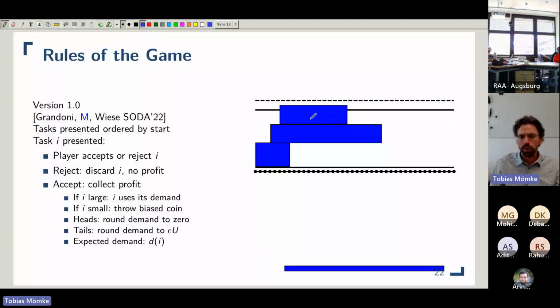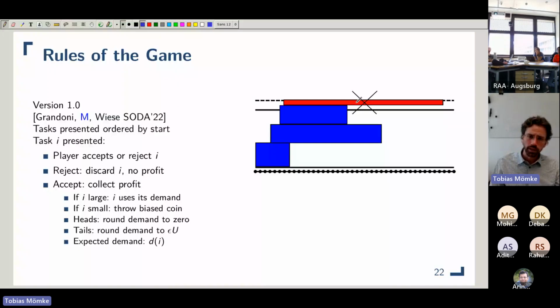But now something interesting happens. One thing is our demand already exceeds the original capacity, but it's still feasible because we are within the resource augmentation. But the next task comes in, and now we don't have a choice anymore. As a small task, it would fit here. But in case it's rounded up, it would exceed the capacity. And that forces us to reject the task. So we have no choice anymore because we have to stay consistent. Even in the case that it's rounded up, we have to maintain a feasible solution.